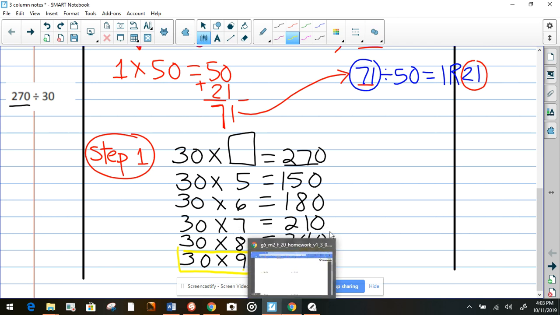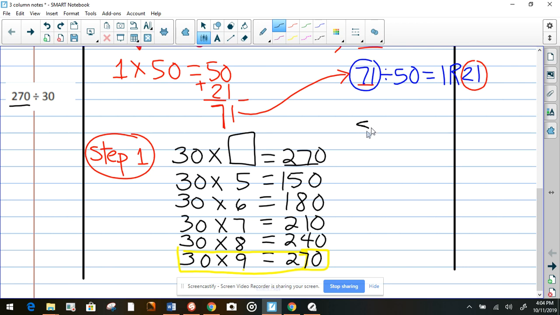Okay, so when we're doing this activity, we're going to now do step number 2. And I'm going to do it right next to it. Step 2. Okay, so what's step 2? We're going to now divide. Our number is 270 divided by 30. And notice that we already have the answer here. If you look at the multiplication that we already created when we were estimating, the answer is 9. 9 times 30 equals 270. And the remainder is 0.